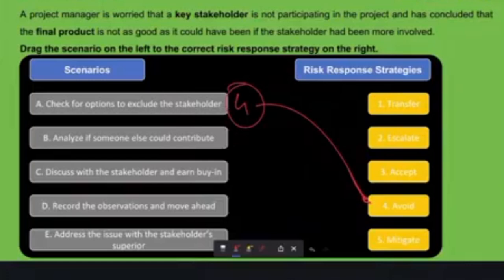Analyze if someone else could contribute. That is transfer. Discuss with the stakeholder and earn buy-in. I will see the other option. Record the observation and move ahead: accept. Good. Address the issue with the stakeholder's superior: escalate. So the left option is mitigate, which is for the C. Very well done. Many times people get the question wrong.